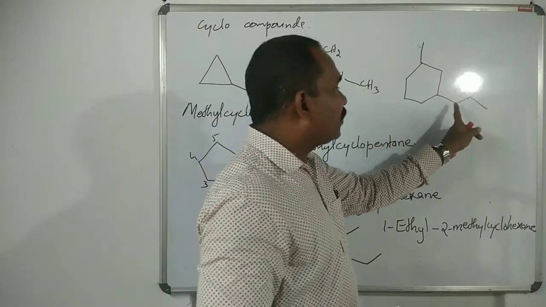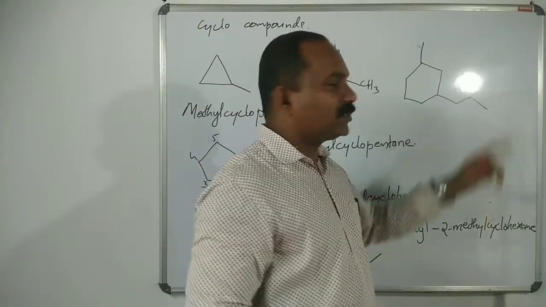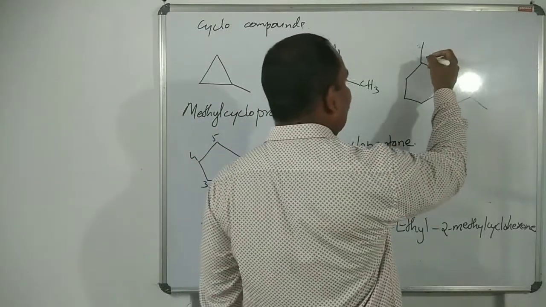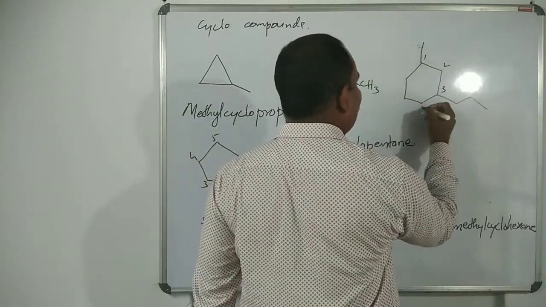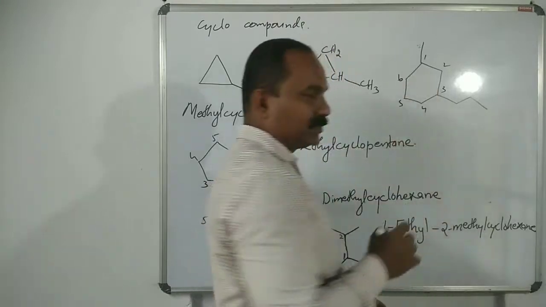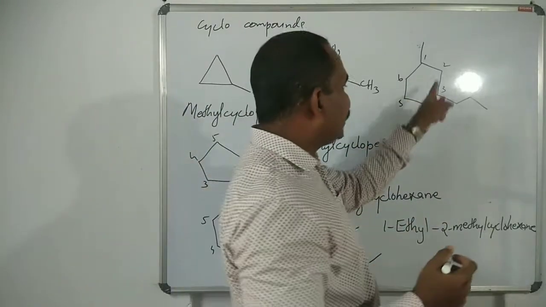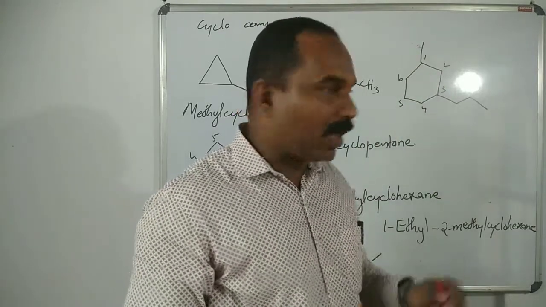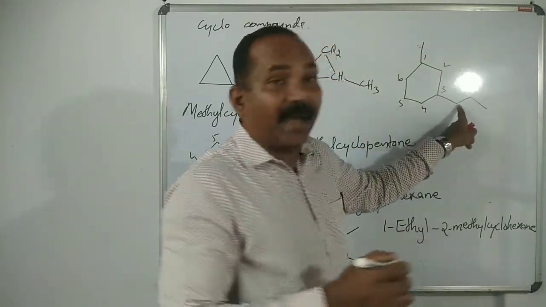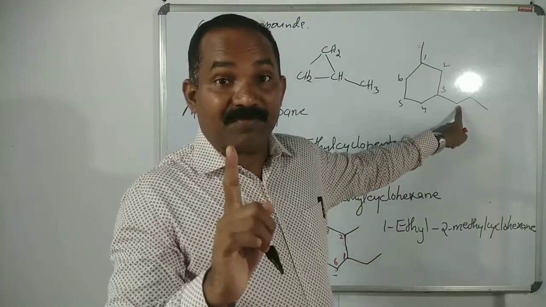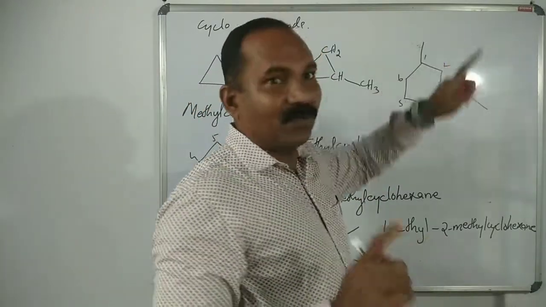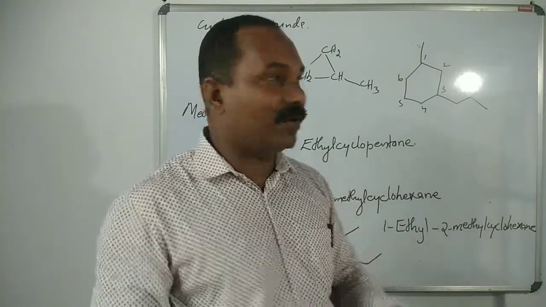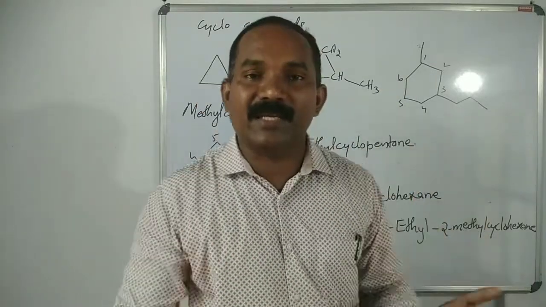This is a propyl group, CH2, CH2, CH3. The numbering is 1, 2, 3, 4, 5, 6, and in the reverse order 1, 2, 3. So 1, 3 is there. Which numbering is correct? Propyl group, starting from P. Methyl group, starting from M. So in alphabetical order, the methyl group gets the priority. So this numbering is correct.